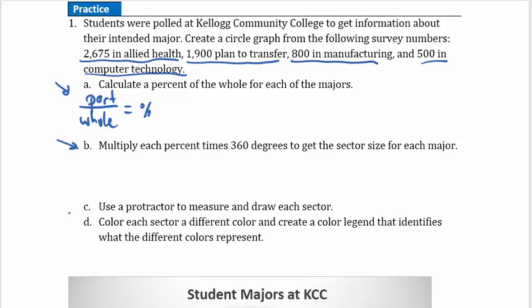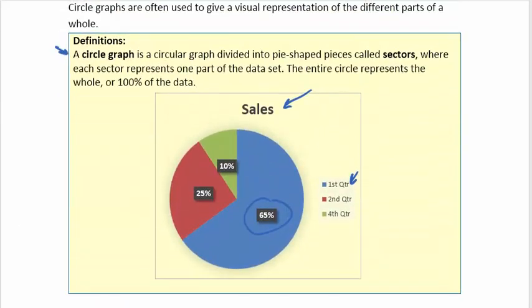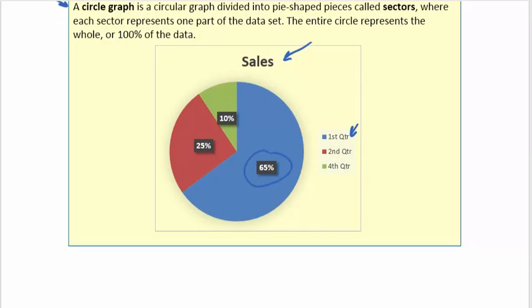And then the last thing we're going to do here is color each sector and make a legend, just like I did up here in this sales picture, so that when somebody looks at our graph, they can quickly get the information. Notice first quarter was blue. We've got a little legend here, so we can look right there. So you want to make a little legend, and you want to color coordinate it on your circle graph.